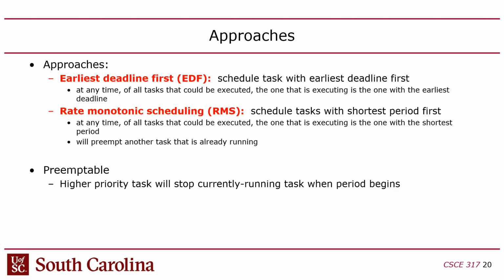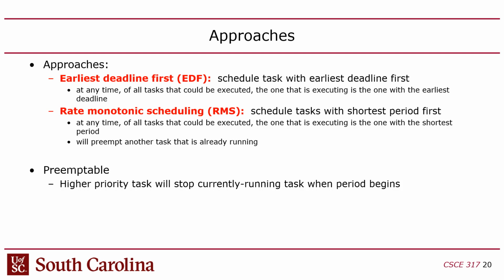So this one is generally not feasible to use because you have to recalculate the deadline constantly. Rate monotonic scheduling, on the other hand, is a simpler one where you just schedule the tasks with the shortest period first, right? So basically what that means is that in earliest deadline first, the priority of each task is constantly changing, whereas in rate monotonic scheduling, the priority is fixed. Each task has one priority that never changes, and it's just based on the period.